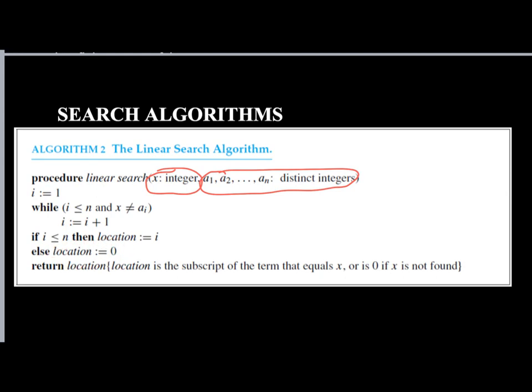So what that's saying is, if we're able to find x in this list, it's going to assign location to be the place where we found it. Otherwise, location is assigned the value 0. And the algorithm returns location. So location is the subscript of the term that equals x, or it's going to be 0 if x is not found. Now again, I want you to try this. If it seems confusing, it won't be once you work out a couple of examples.